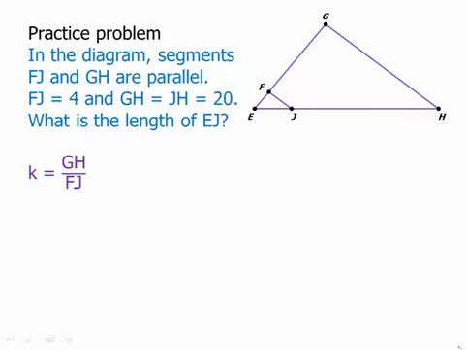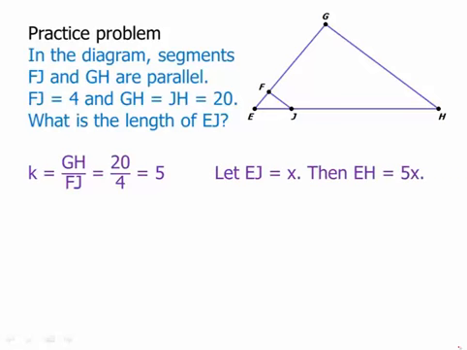So we take the ratio of GH over FJ. This is going to be the scale factor. And of course, this is 20 over 4, so this is 5. So we don't know EJ, so let's just call that X. That's the thing we're looking for. We do know that EH would have to be 5X. It would have to be 5 times that length.